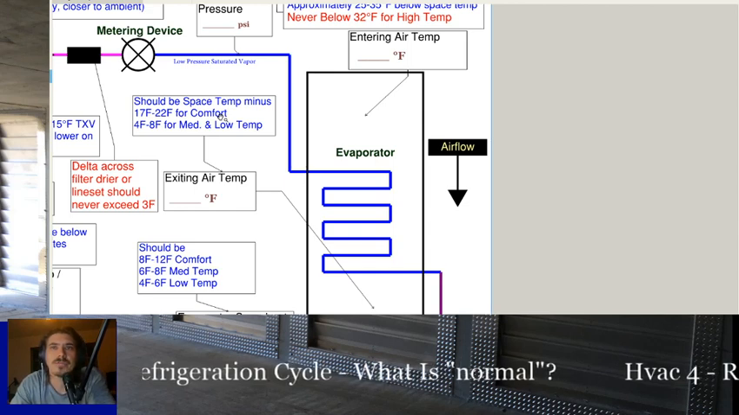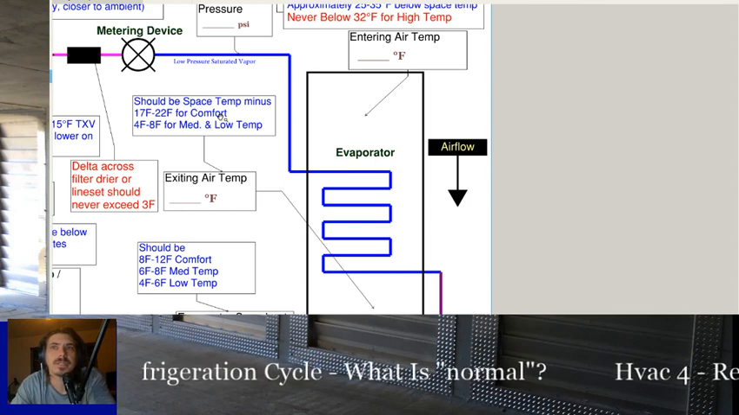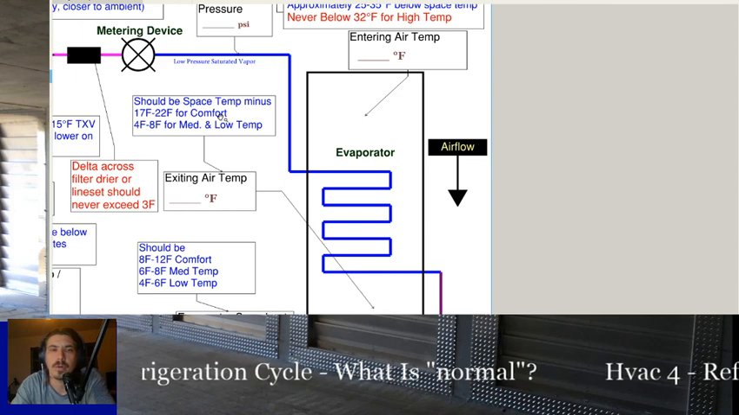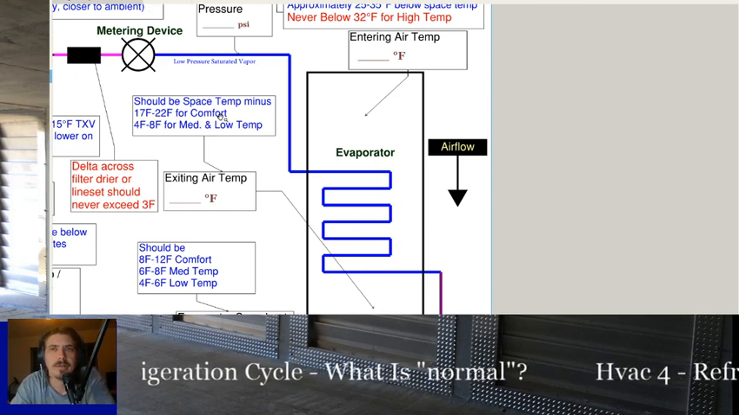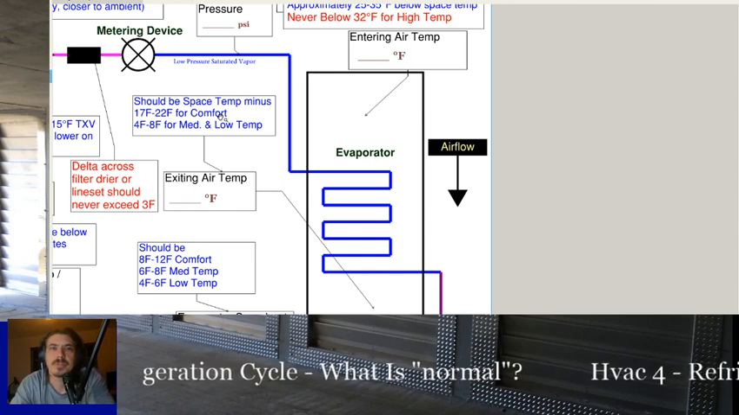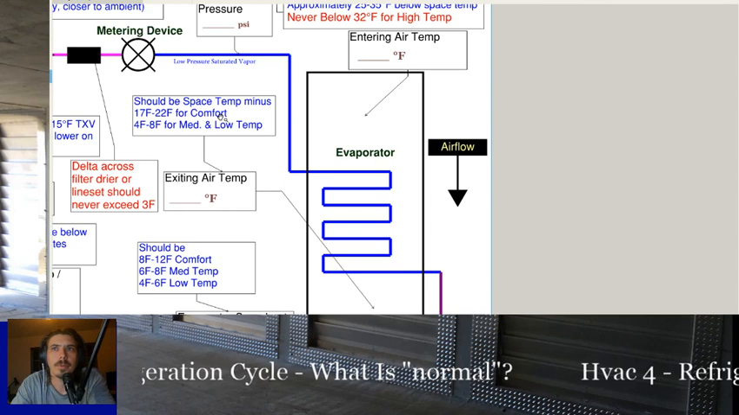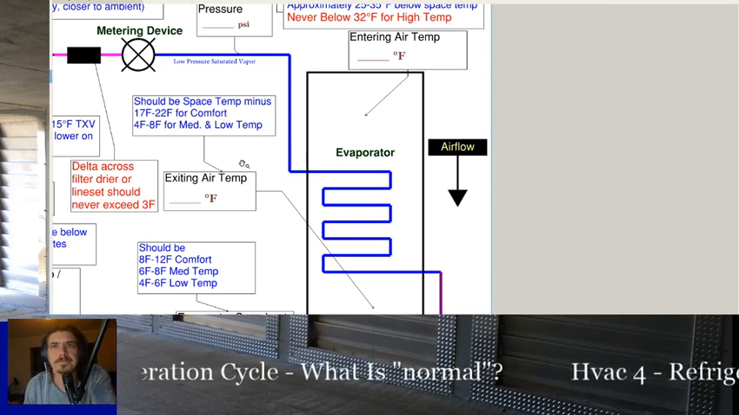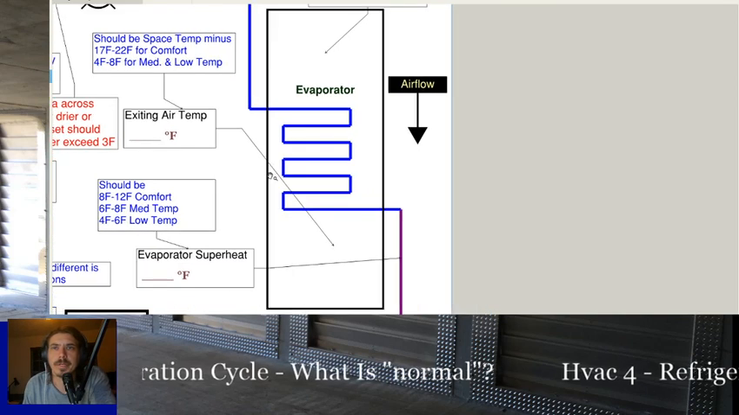Space temp minus 4 to 8 degrees for medium and low temp. So it's going to be slightly closer to air temperature when you're talking about walk-in coolers and reach-ins and things like that, or your refrigerators in your house. Generally smaller spaces, so you're generally going to end up a little closer to that space temperature in the evaporator. But 17 to 22 degrees for comfort cooling is what we're looking at.